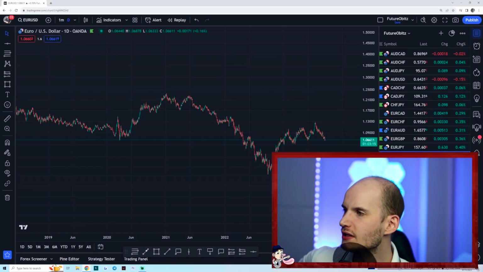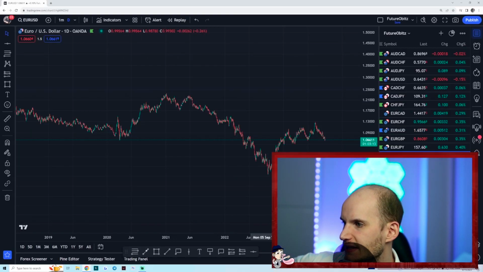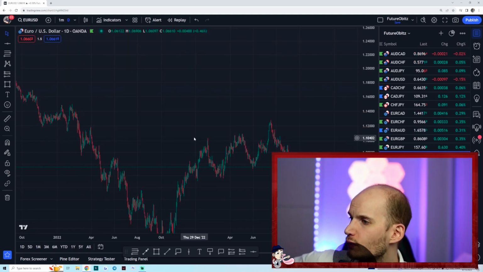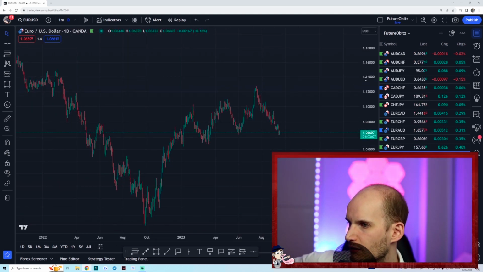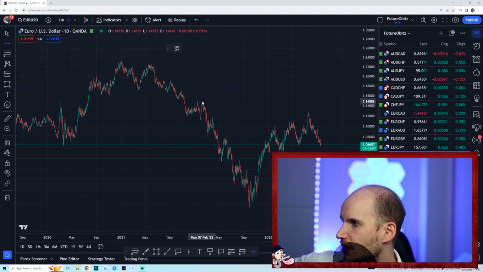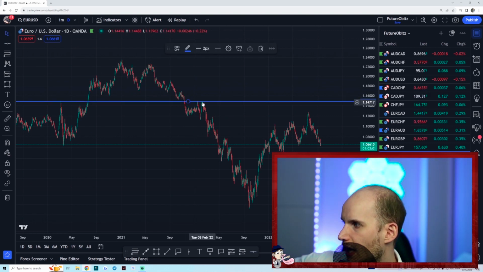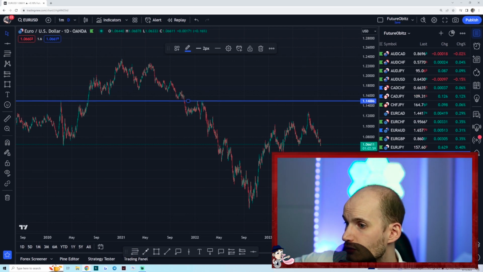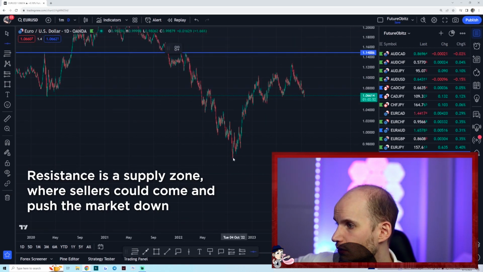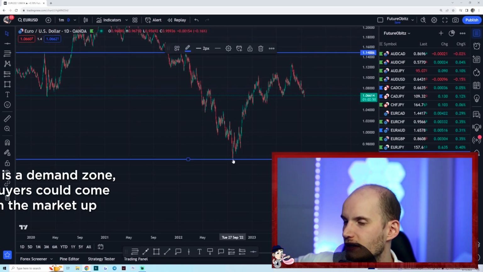Great! Area of interest. So now we understand that EUR/USD is in a downtrend. Actually, EUR/USD came a little bit up here, but we are still looking at a downtrend, because these highs here did not take out this previous high here, which also is a supply zone. And down here where we had the lowest low, that is a demand zone.